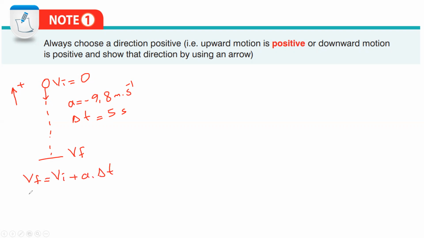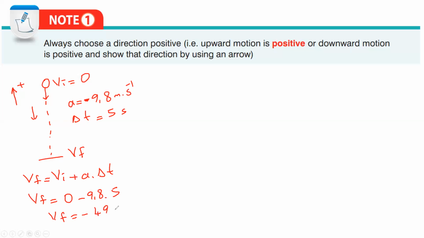And your V initial equals 0, and we set acceleration as minus. Why minus? Because I know it's accelerating down, the acceleration is always pulling down. But you set up positive, because of that we are using negative acceleration. So minus 9.8 times 5, and your V final is equal to minus, what do we have, 49, right?